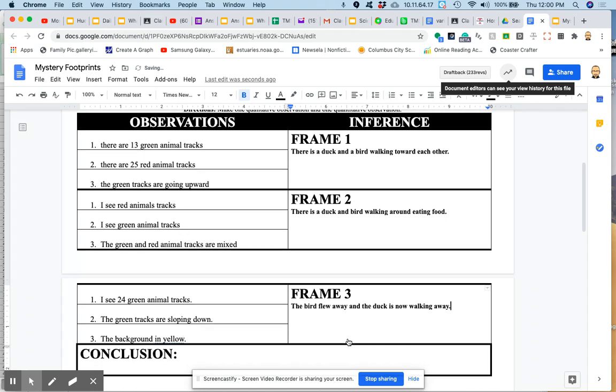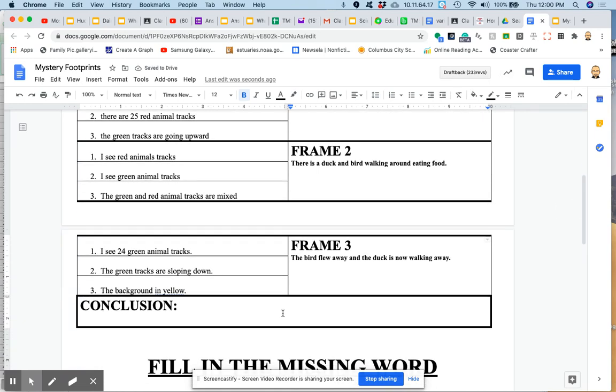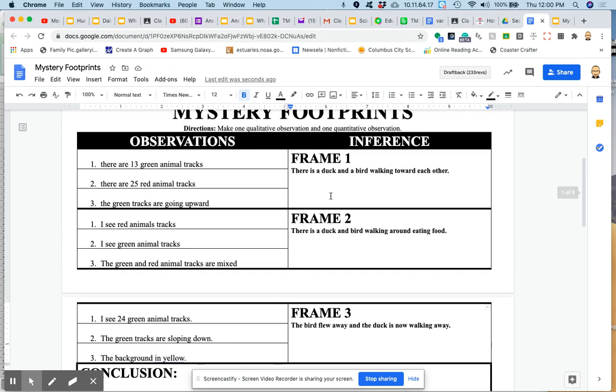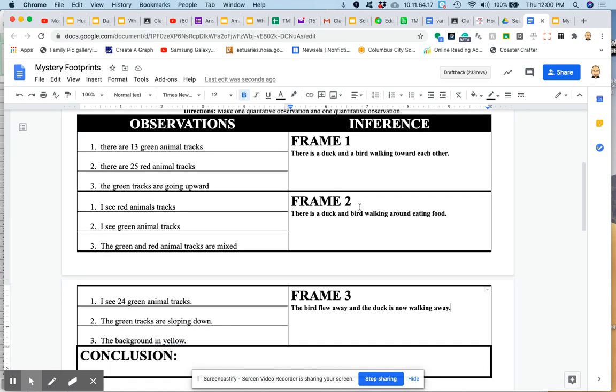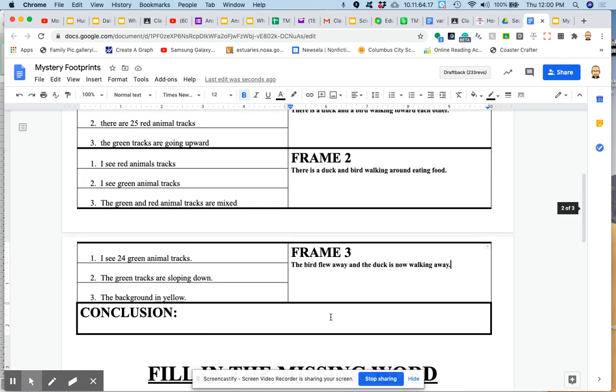Now I come down to conclusion. This is where I put all 3 together. This is where I say this happened, then this happened, then this happened. Okay, so conclusion. Again, change the font.